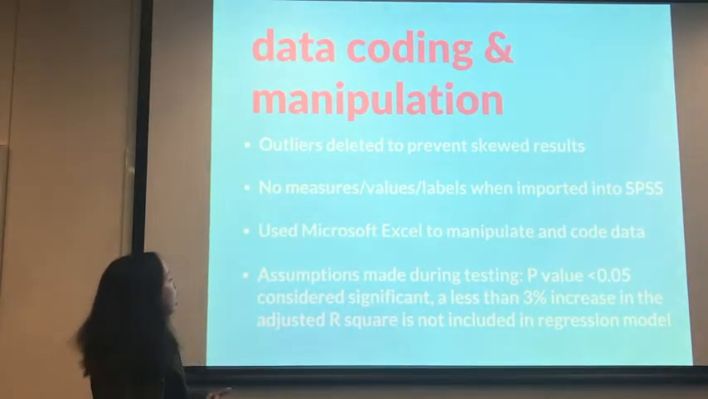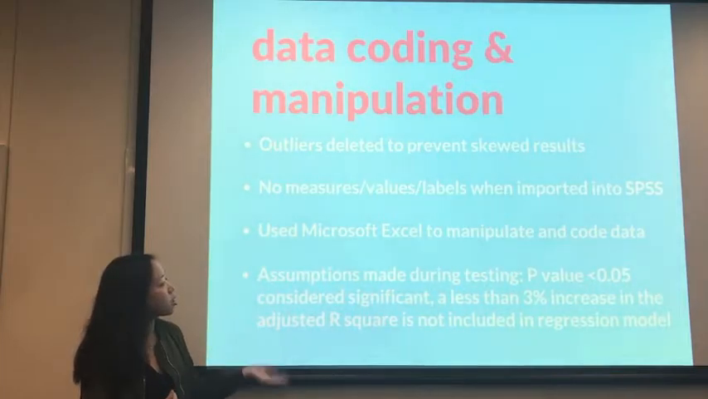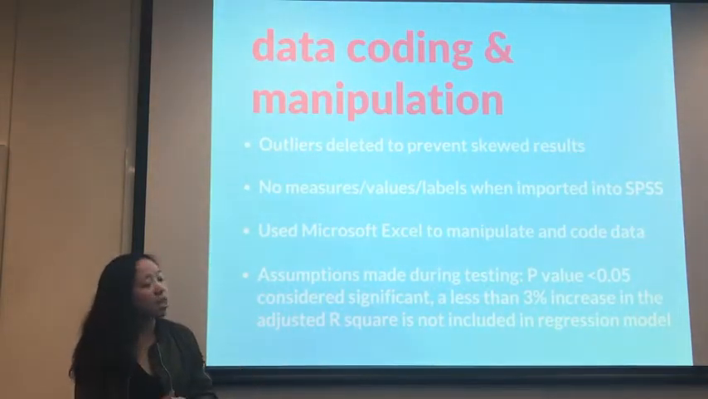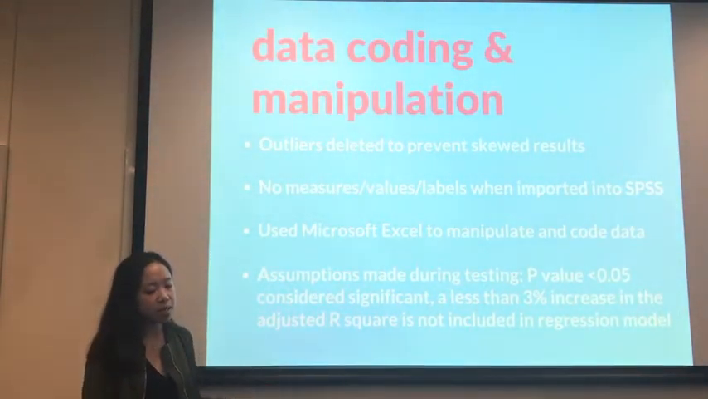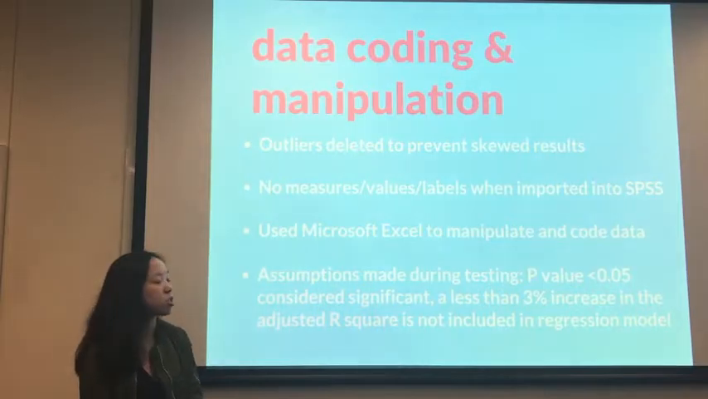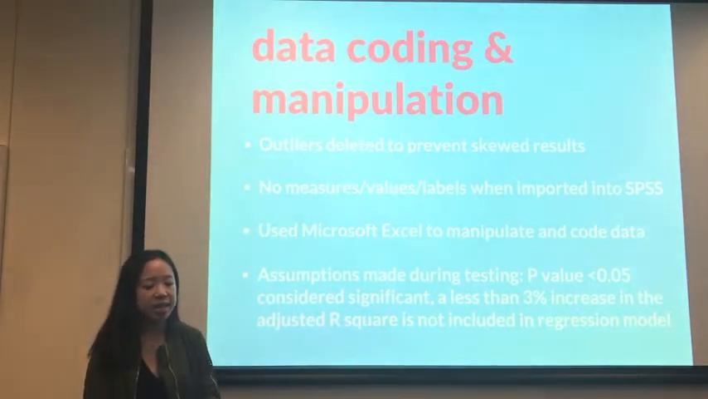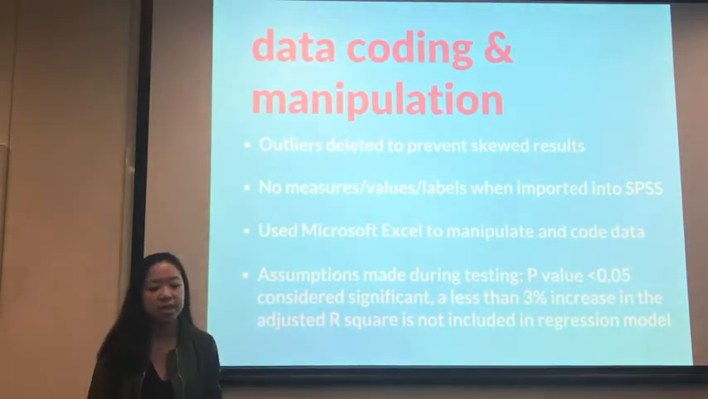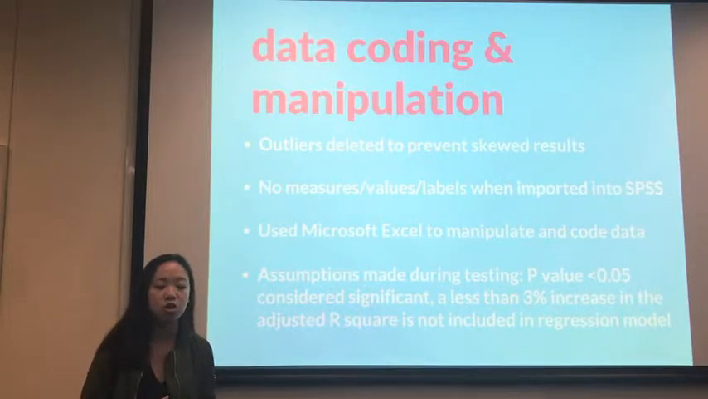After this, we conducted the testing, and for this we had the assumptions that all tests must have a p-value of less than 0.05 in order to be considered significant, and that if there was less than a 3% increase in adjusted R-squared, the variable would not be considered in regression.